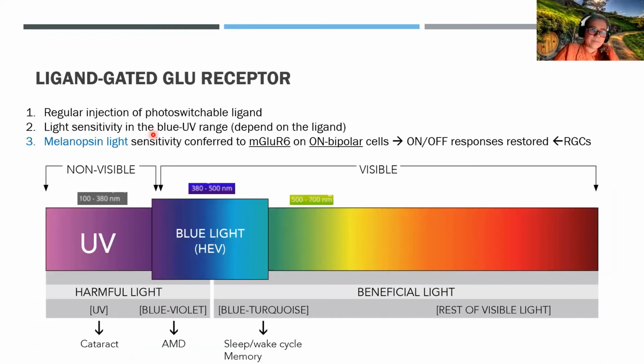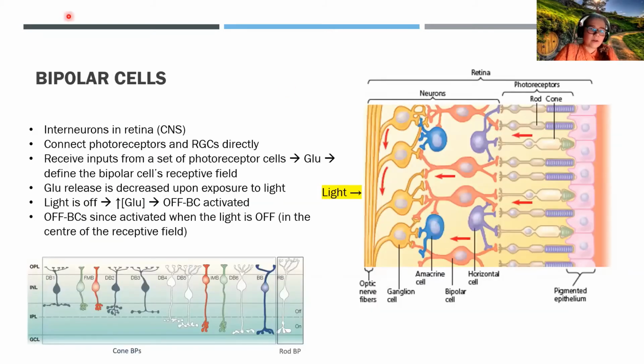Now, this is on bipolar cells. Bipolar cells are considered to be the best target of opsins, not retinal ganglion cells, as I told you. They are very important cells because they are interneurons in the retina. They connect photoreceptors and retinal ganglion cells directly.